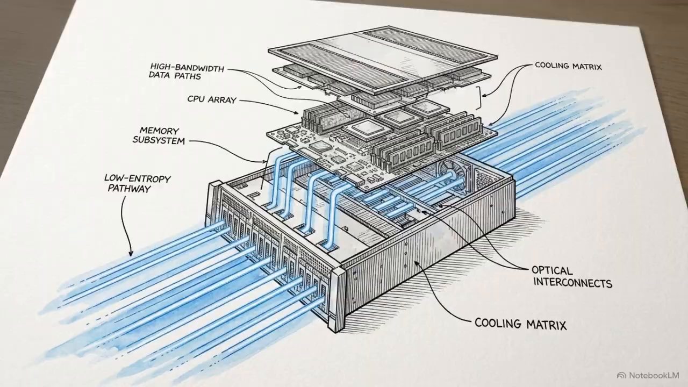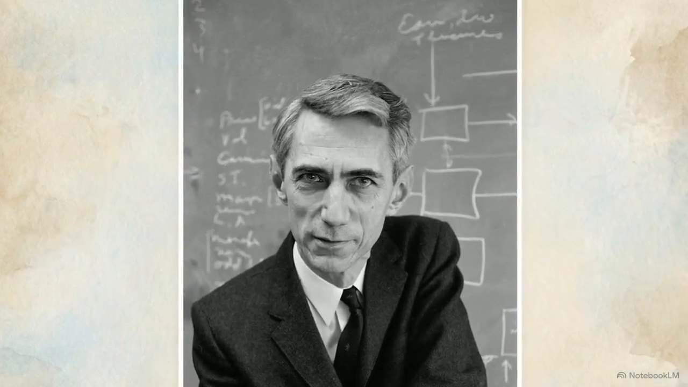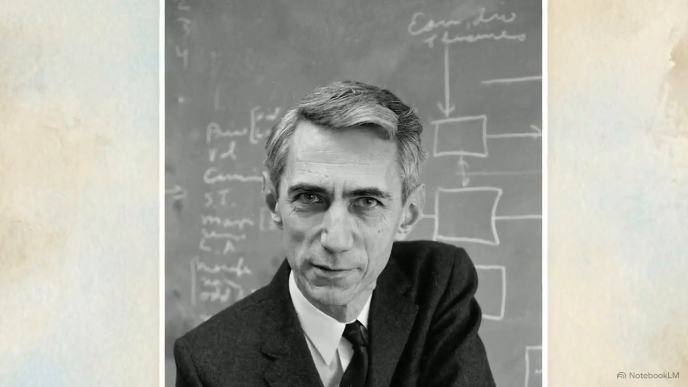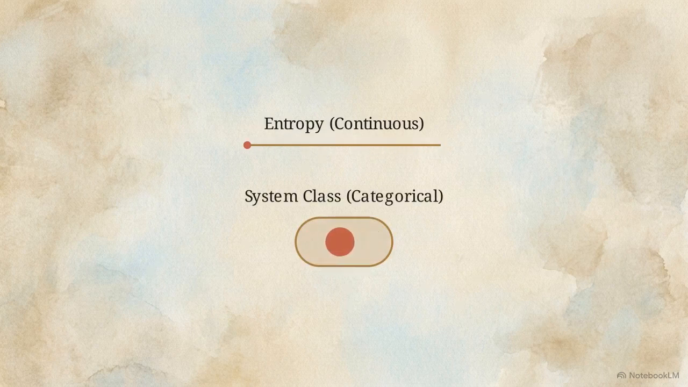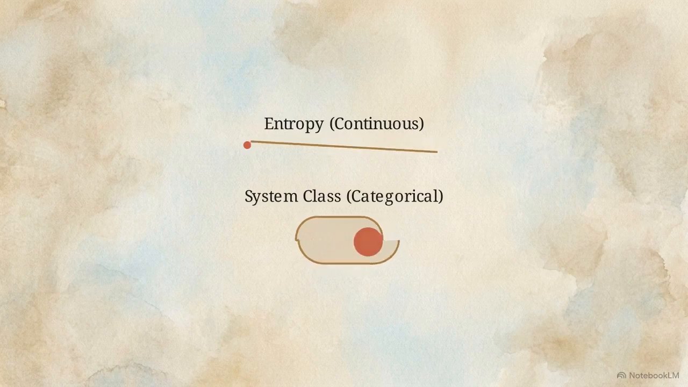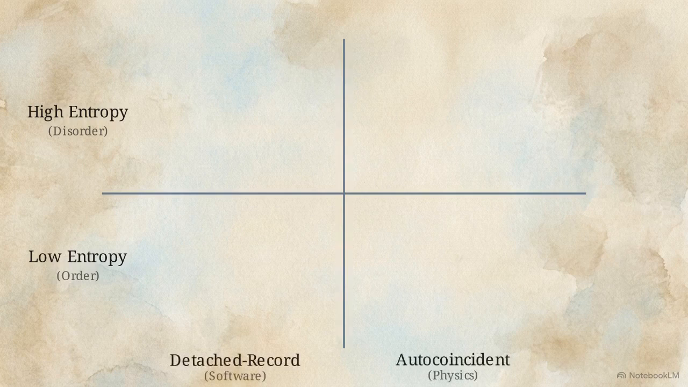AI drift. This traces back to the origins of stochastic information theory and the work of Claude Shannon, who gave us the math to measure uncertainty. But entropy is a continuous measurement of disorder within a system. Computational class is a categorical distinction of what kind of system it is. This maps the relationship. The vertical axis measures entropy. The horizontal axis measures system class, splitting detached record from autocoincident.